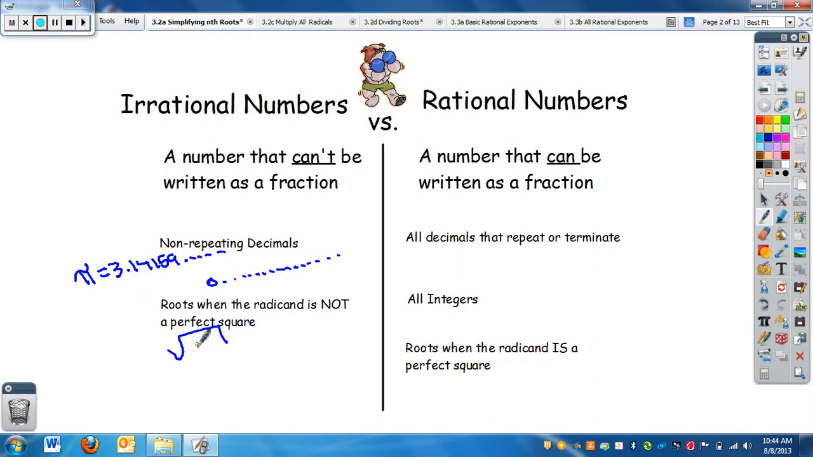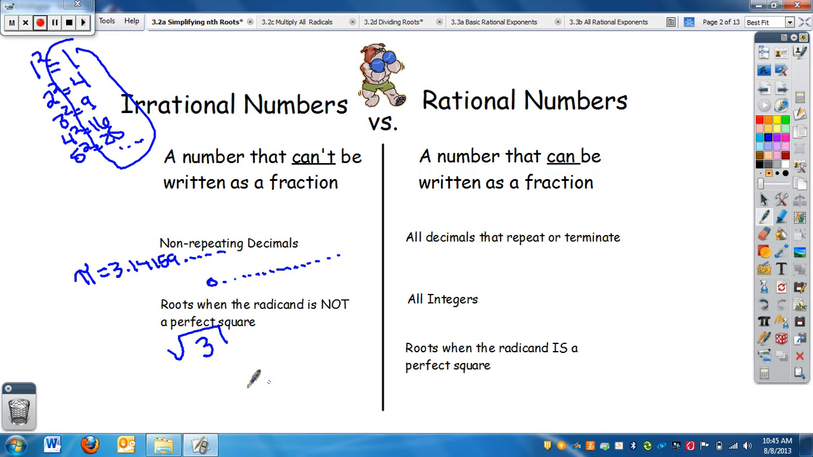Anytime I take a square root of a number that is not a perfect square, kind of going on your vocab, perfect squares are numbers squared, whatever it equals. So 1 squared is 1, so 1's a perfect square. 2 squared is 4. 3 squared is 9. 4 squared is 16. 5 squared is 25. So all these numbers, and we can keep going on forever and ever, are perfect squares. 3 is not a perfect square. Nothing squared is 3. So if you would type this in your calculator, you would get 1 point something, and it would go on for a long time.